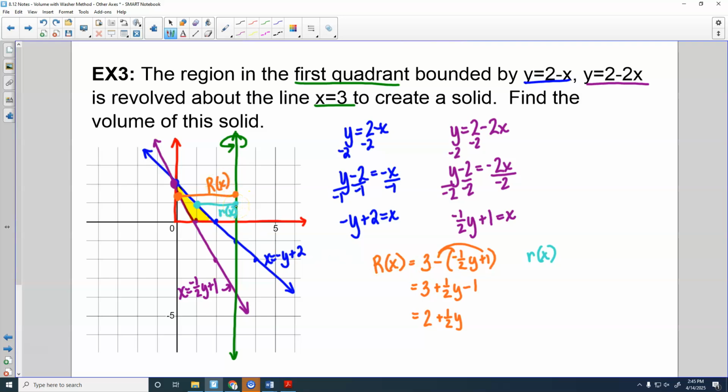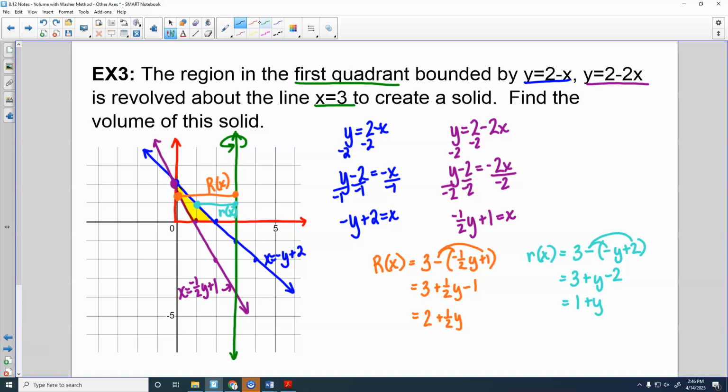What's the right side? 3. What's the left side of that function? Negative y plus 2. Make sure when you do this that you put parentheses around it, because that negative must be distributed there. So you'll get 3 plus y minus 2, which will give you 1 plus y, or y plus 1, however you want to write that. Everybody okay here?